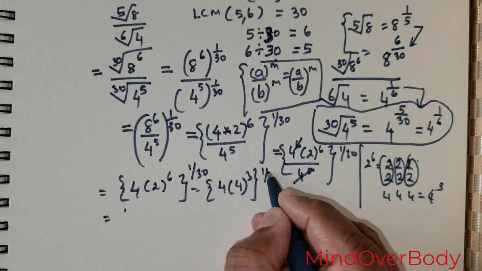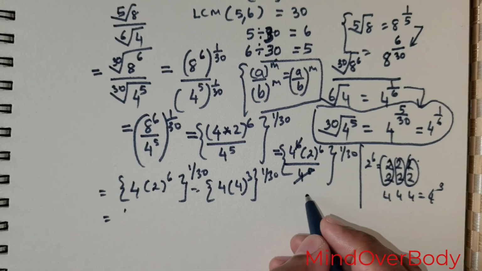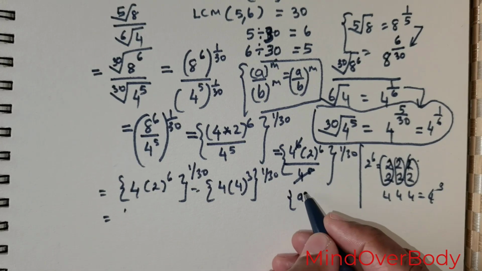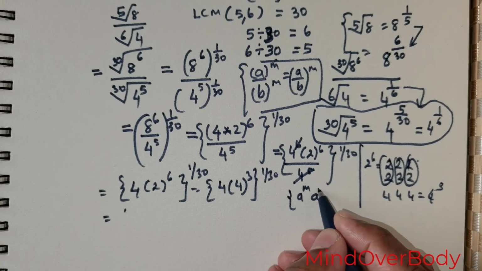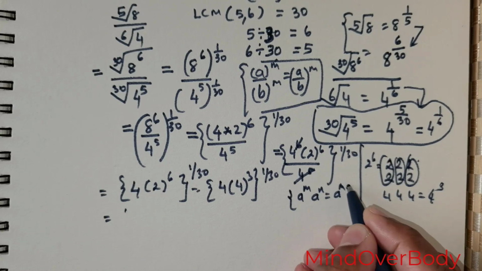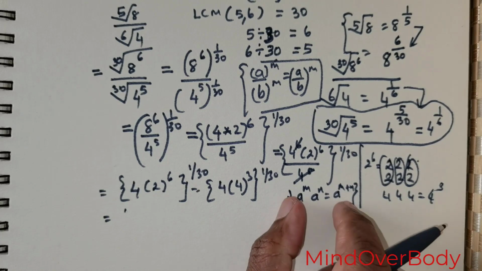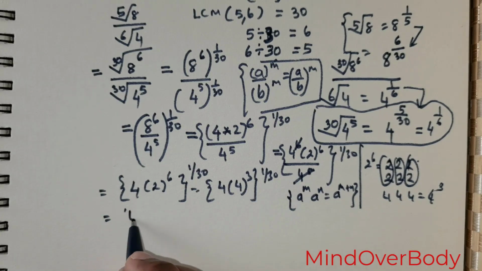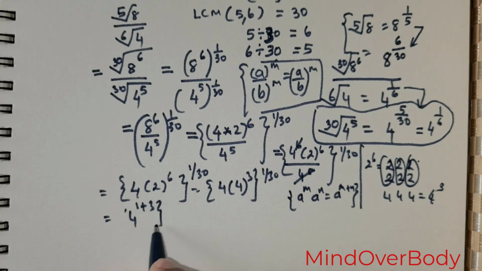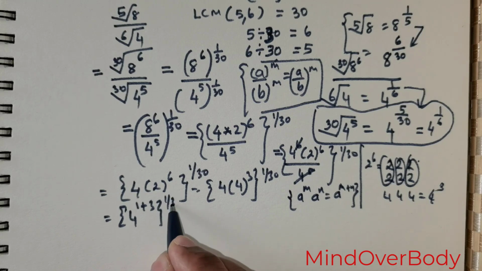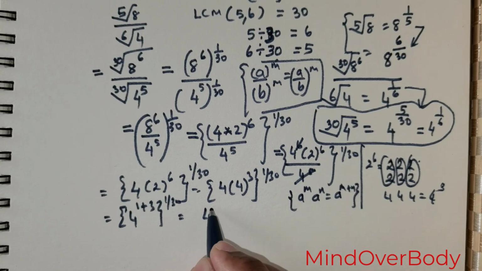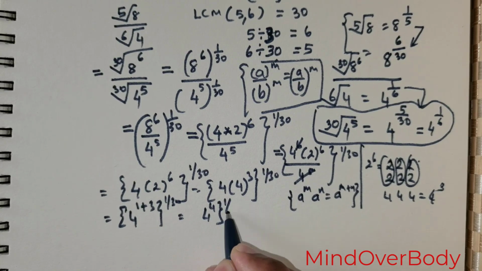This is raised to the power 1 over 30, which is nothing but, now by the law of index, a raised to the power m times a raised to the power n is equal to a raised to the power m plus n. So by this, I can rewrite this as 4 raised to the power 1 plus 3, raised to the power 1 over 30, which is nothing but 4 raised to the power 4, raised to the power 1 over 30.